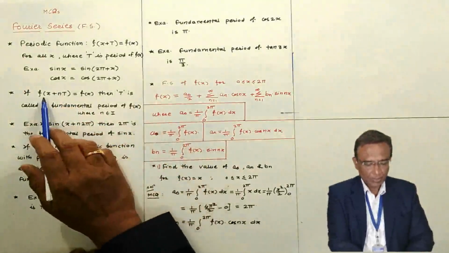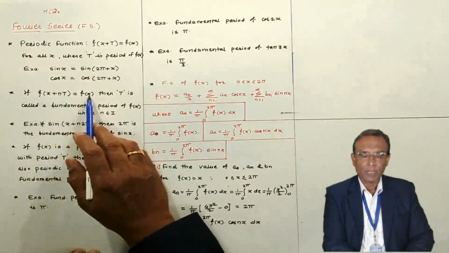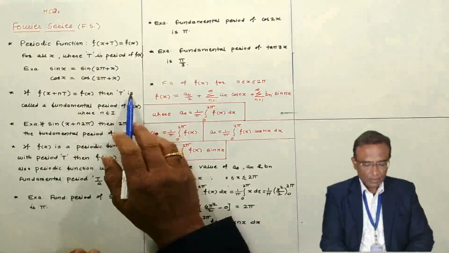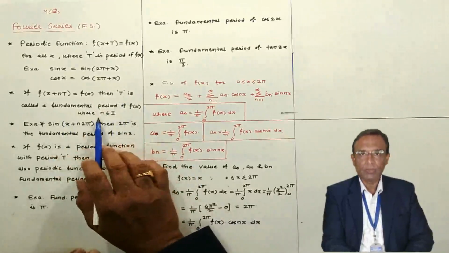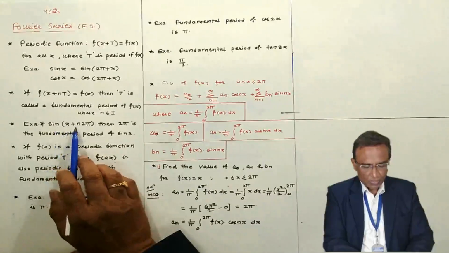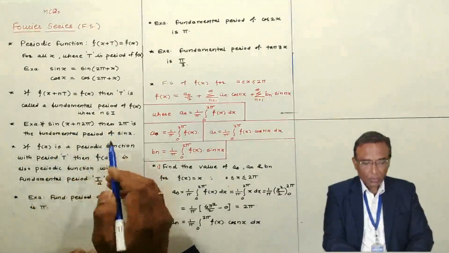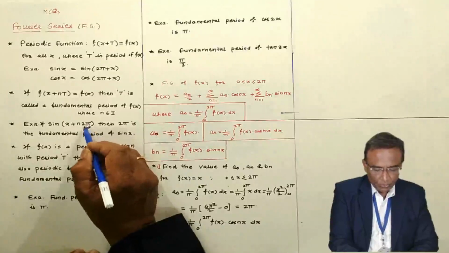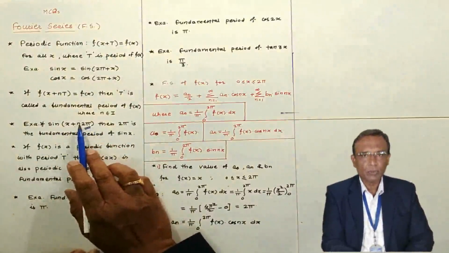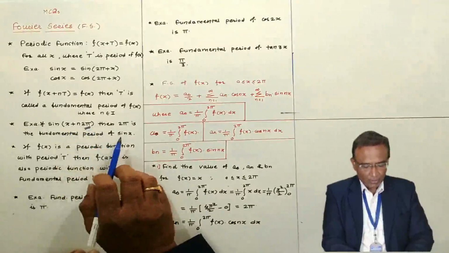There is one more concept of fundamental period. So what is the fundamental period? If f of x plus nT is equal to f of x, that is, if x is replaced by x plus nT and the function remains the same, then T is called the fundamental period of the function f of x, where n is a positive integer. Example: sin of x plus 2n pi, so 2 pi is the fundamental period of sin x, because this is valid for n equal to 1, 2, 3, 4 and so on.